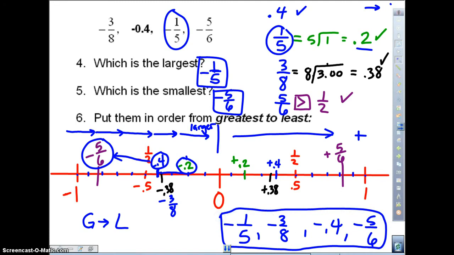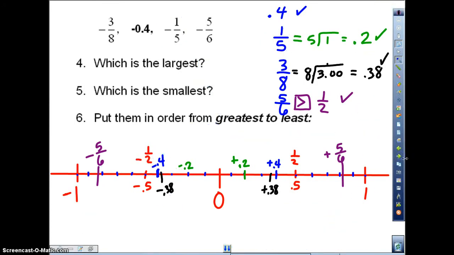This is what they expect you to do on the STAR test. You have to be able to compare and order those negative fractions and decimals. This is the easiest way I can think of to teach you how to do it. Are we good on that? Okay, we are moving on.